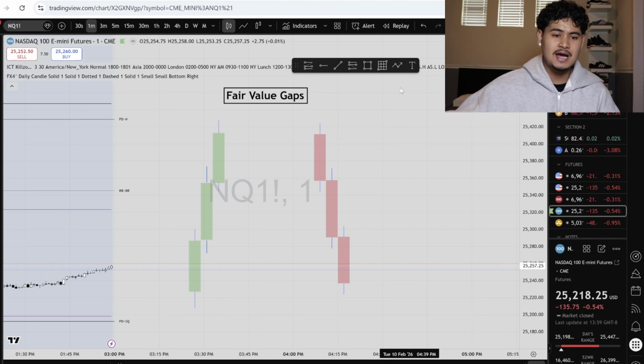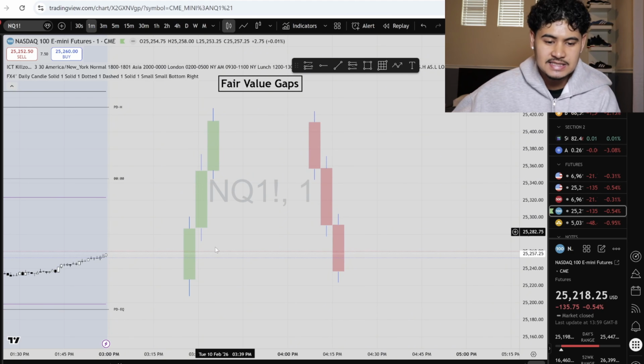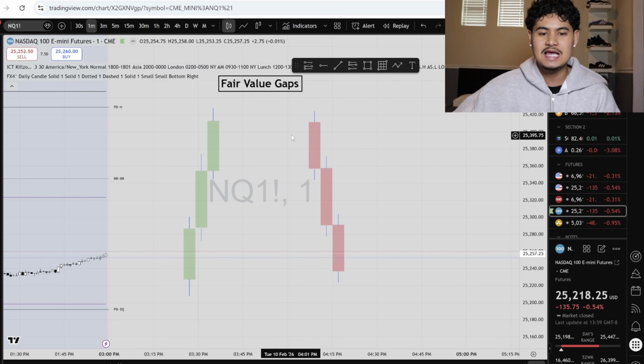I have TradingView mapped out right here. A fair value gap is a 3 candlestick pattern. As you can see, this is a bullish trend right here, bullish candles. We have one candle right here, a second candle, and then our third candle. What is a fair value gap?